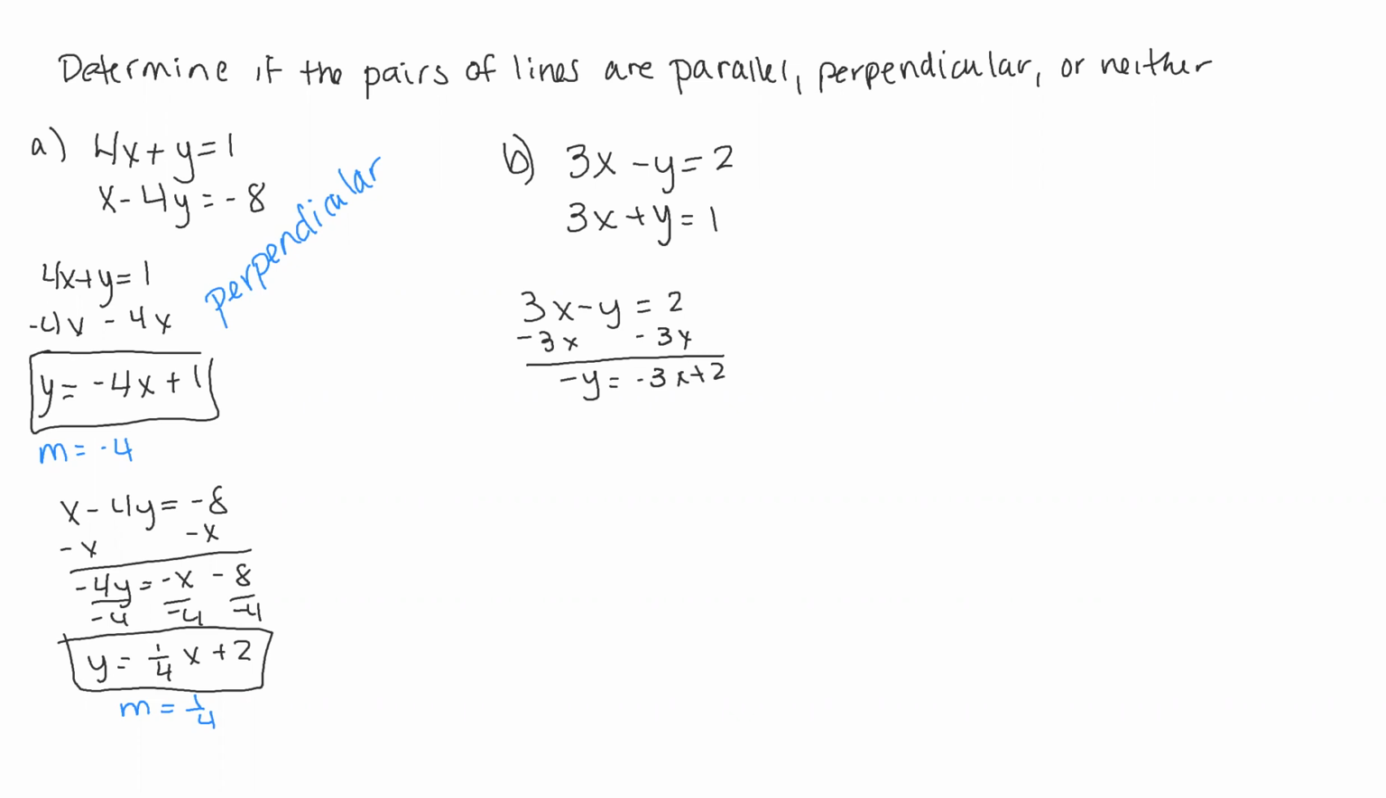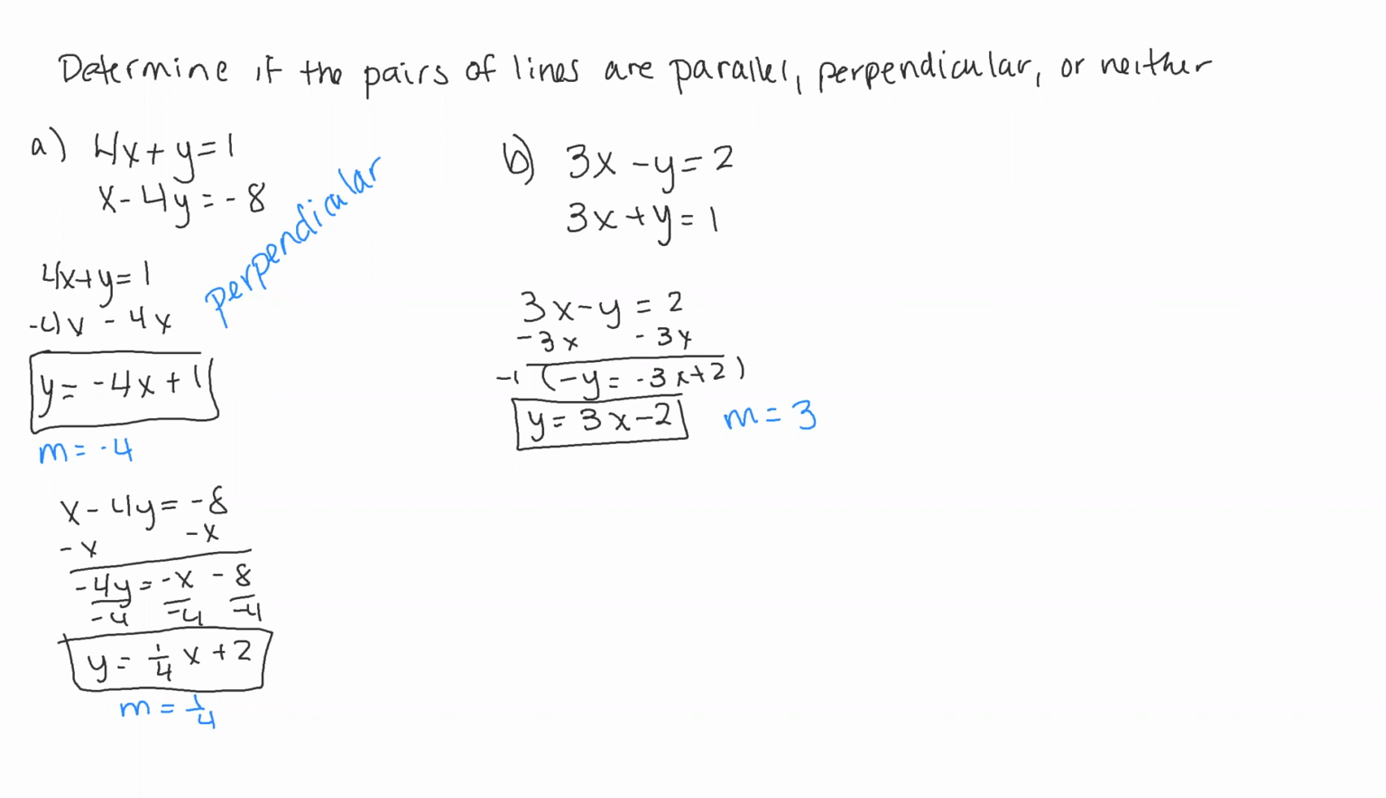Now, hesitate from stopping at this point, because at this point, you're not totally solved for y. We have officially solved for y when we have a single positive y. So what I'm going to do is multiply the entire equation by negative 1. And that gives me 1y equals positive 3x minus 2. Now, looking at this equation, the slope is 3.